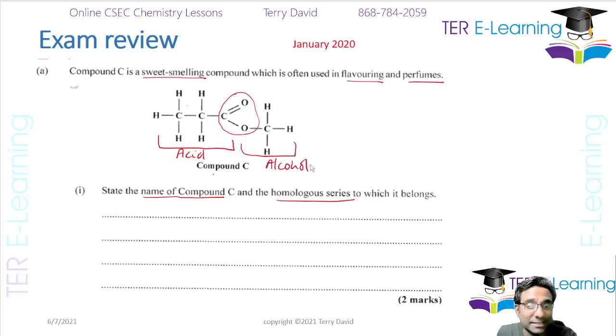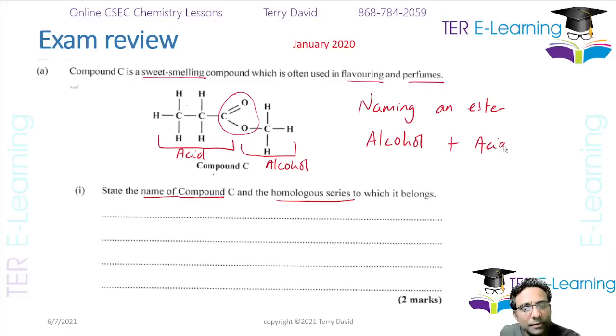Right? That's how we make the ester. Now, they want the name of the compound. When you're naming an ester, this is what you need to remember. The ester name is made up of 2 parts. The first part of the name comes from the alcohol, plus the second part of the name comes from your acid.